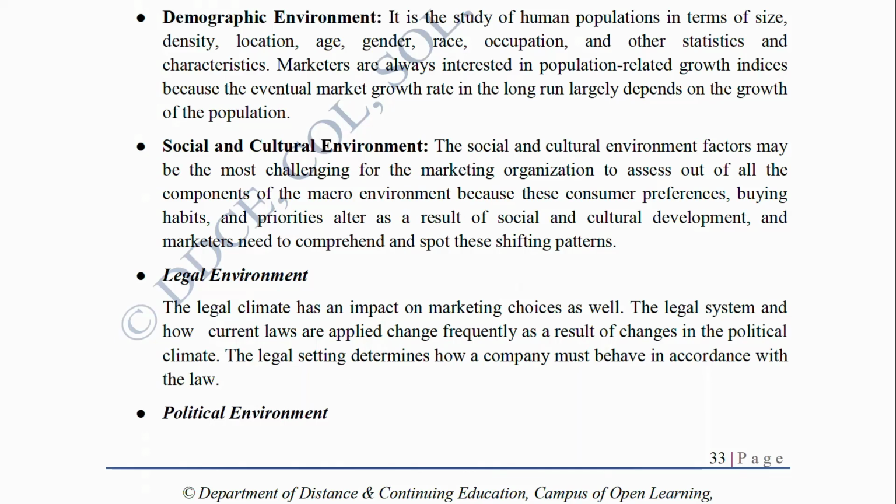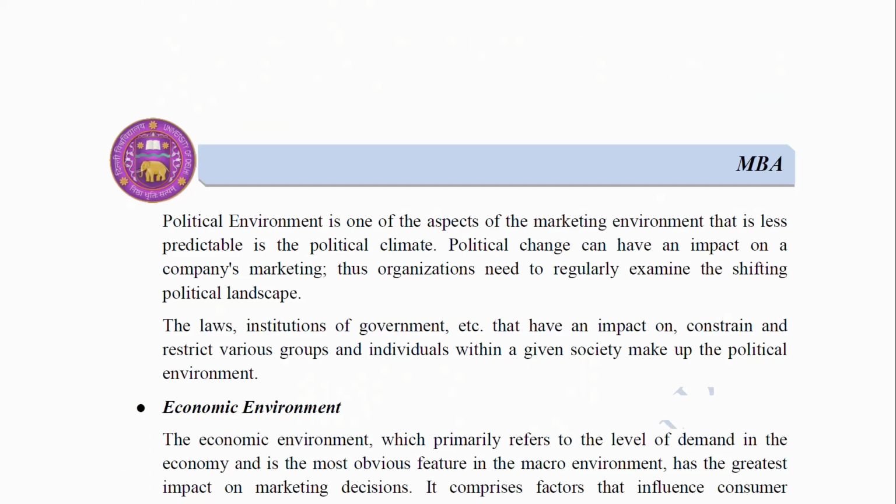Political environment. One of the aspects of the marketing environment that is less predictable is the political climate. Political change can have an impact on a company's marketing. Thus, organizations need to regularly examine the shifting political landscape. The laws, institutions of government, etc., that have an impact on, constrain, and restrict various groups and individuals within a given society make up the political environment.